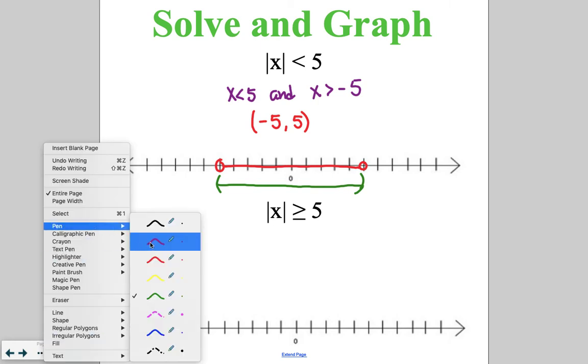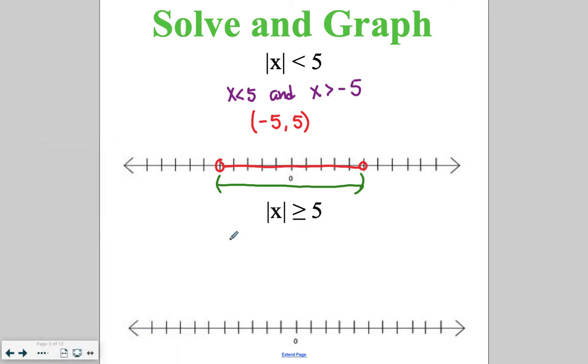On the flip side down here, again, it's a super simple problem, but we're going to start with x is greater than or equal to 5. Since we started with greater than, this is now an OR statement. X is less than or equal to -5.